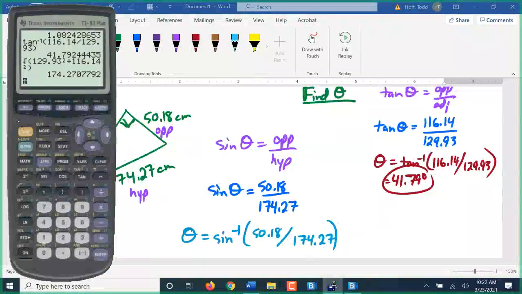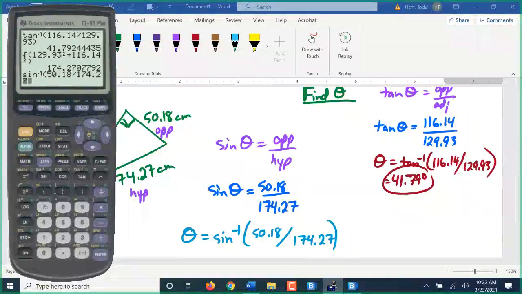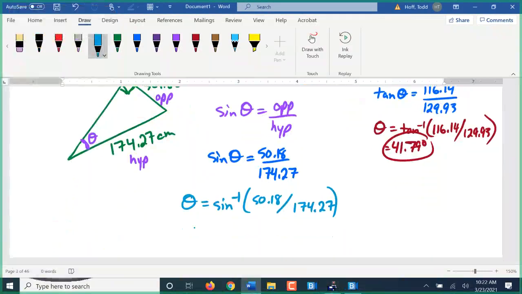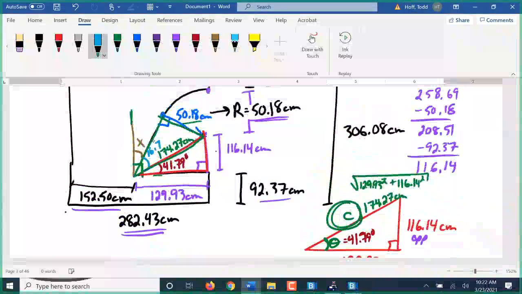So second sine of 50.18 divided by 174.27 gives us 16.735. Actually, just go 16.73 degrees. So up here, this is 16.73 degrees. Now let's look at finding angle X here.